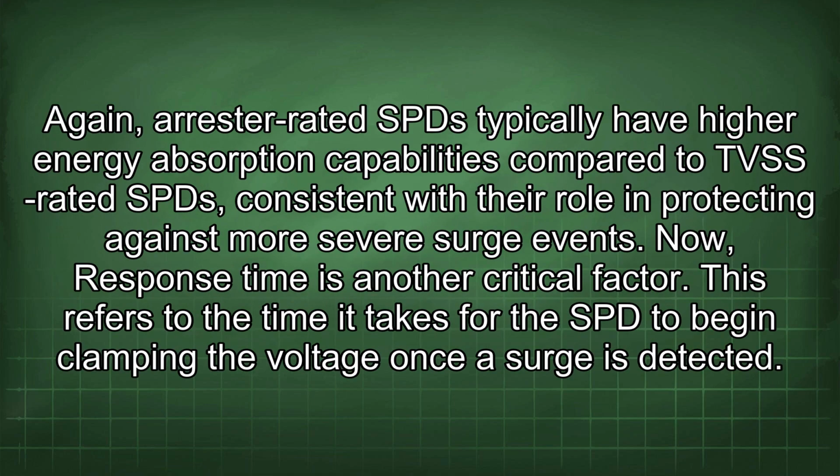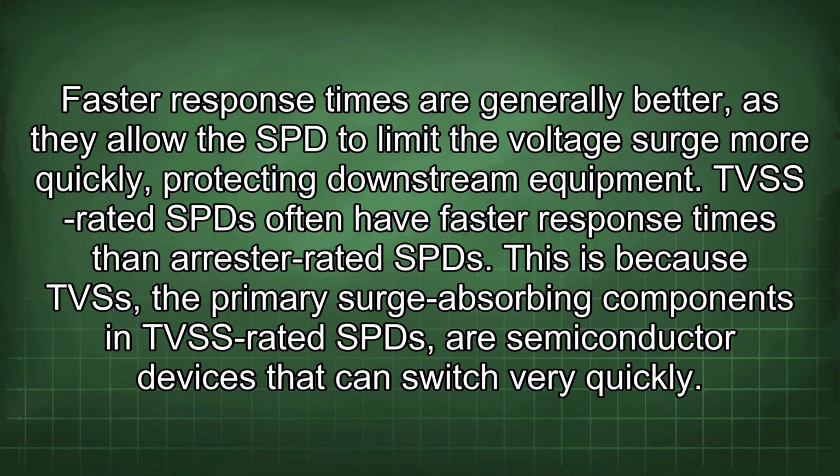Again, arrestor-rated SPD typically have higher energy absorption capabilities compared to TVSS-rated SPD, consistent with their role in protecting against more severe surge events. Now, response time is another critical factor. This refers to the time it takes for the SPD to begin clamping the voltage once a surge is detected. Faster response times are generally better, as they allow the SPD to limit the voltage surge more quickly, protecting downstream equipment. TVSS-rated SPD often have faster response times than arrestor-rated SPD.